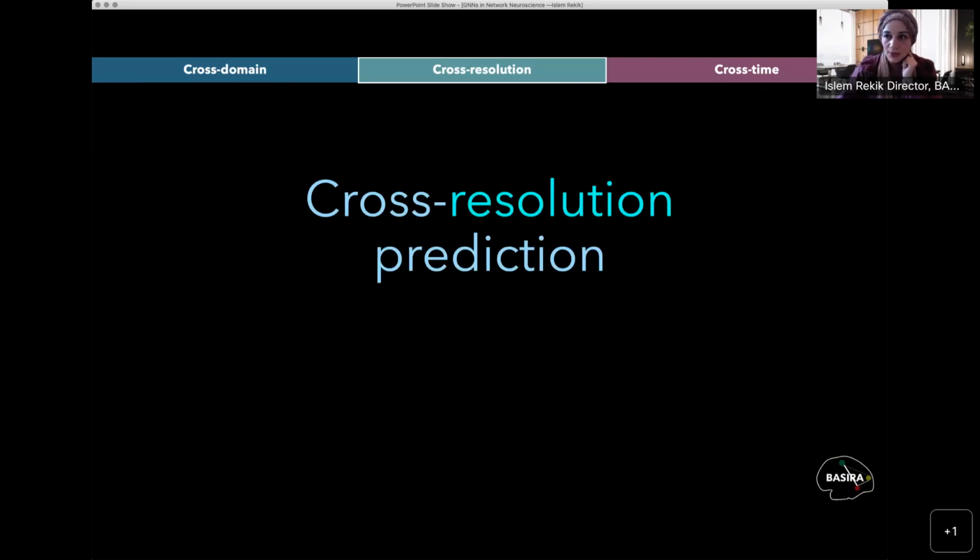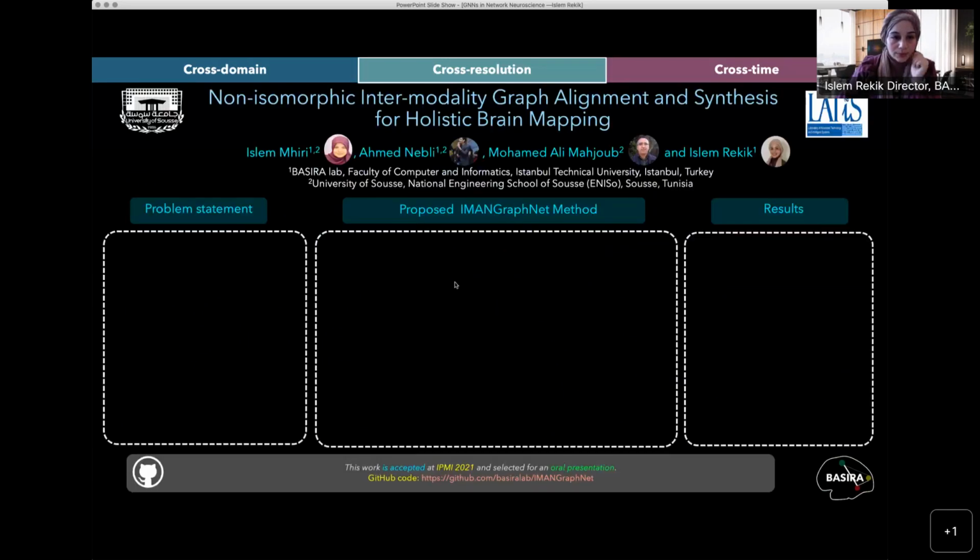Which is the cross resolution. So from cross domain to cross resolution. This work was a paper accepted at IPMI 2021 as an oral presentation, also presented by my former PhD student Islem. So what is the problem that we want to solve here? As I mentioned earlier, what we want is to learn how to predict intermodality non-isomorphic brain graphs from a base graph.